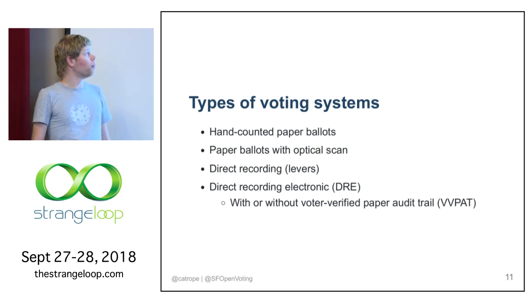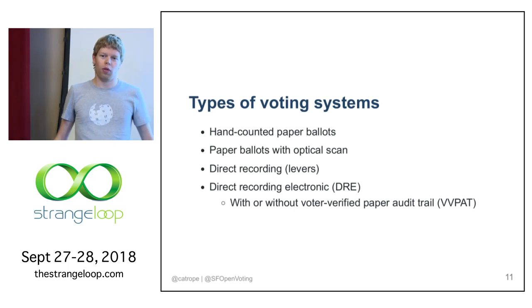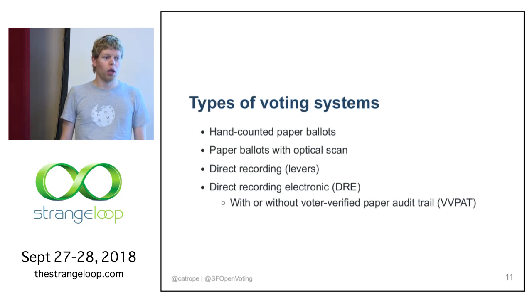You can do what we do in San Francisco, where people vote on paper in general, and then the ballots go through a scanner, and the scanner decides what the ballot means.